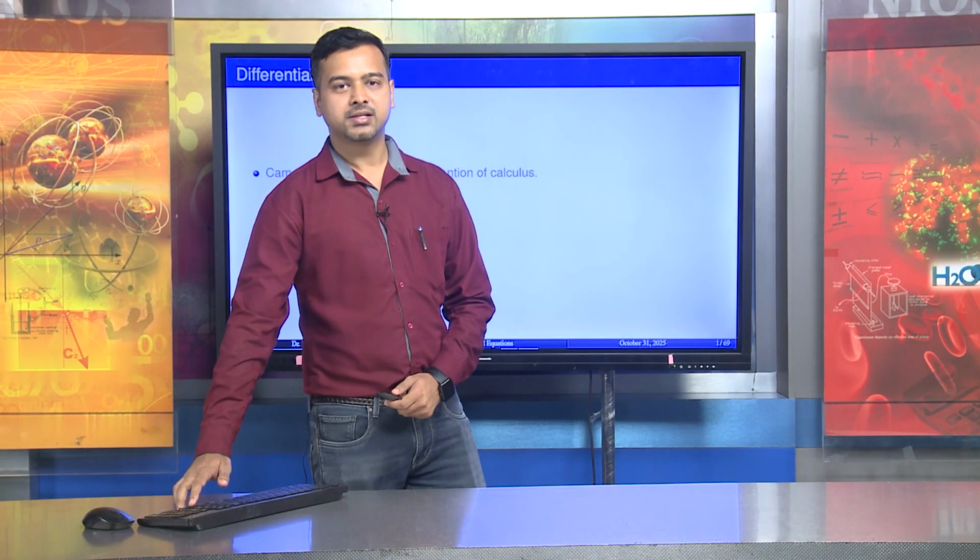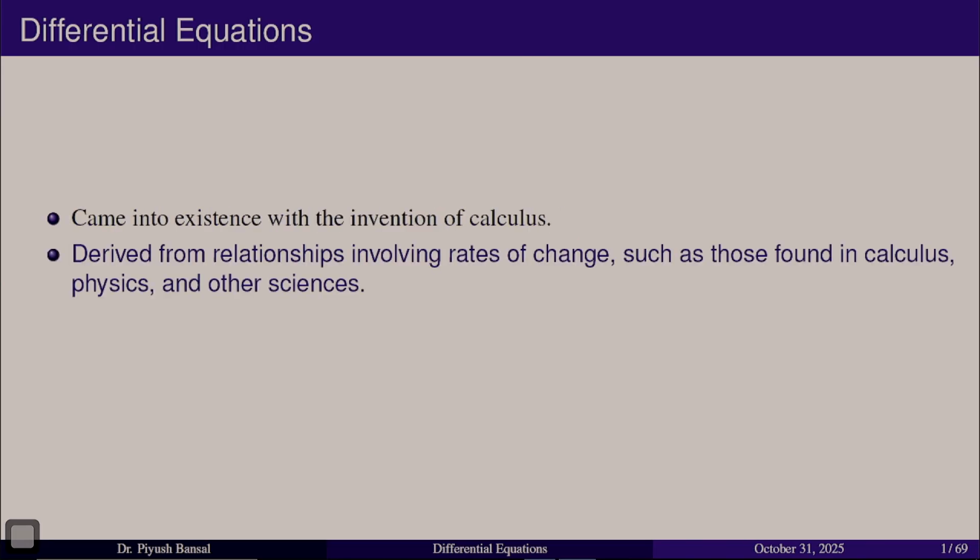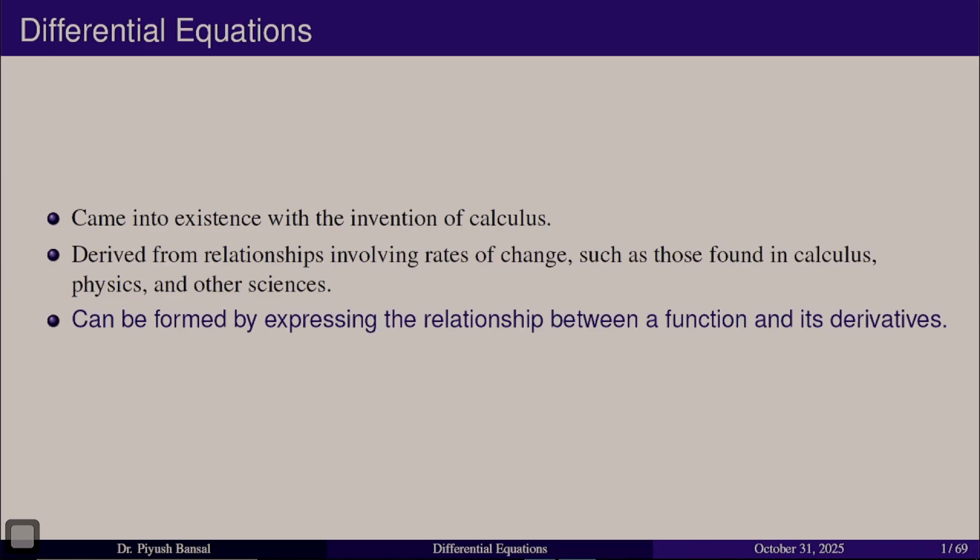Differential equations occur naturally in many phenomena in real life applications, such as in the area of mathematics, physics, biology, and other sciences. They came into existence with the invention of calculus, early in 1665. They are derived from relationships involving the rate of change, such as those found in calculus in mathematics, physics, and other sciences. They can be formed by looking at the relationship between a function and its derivatives.